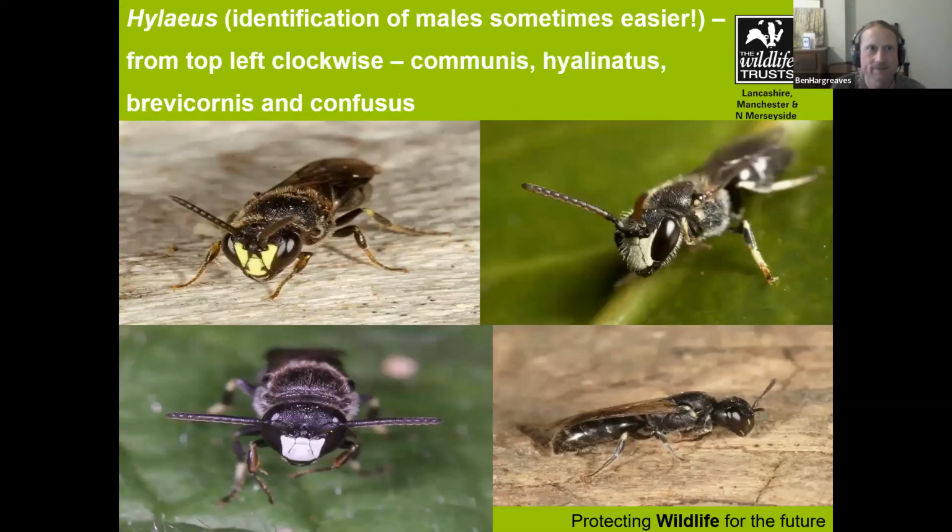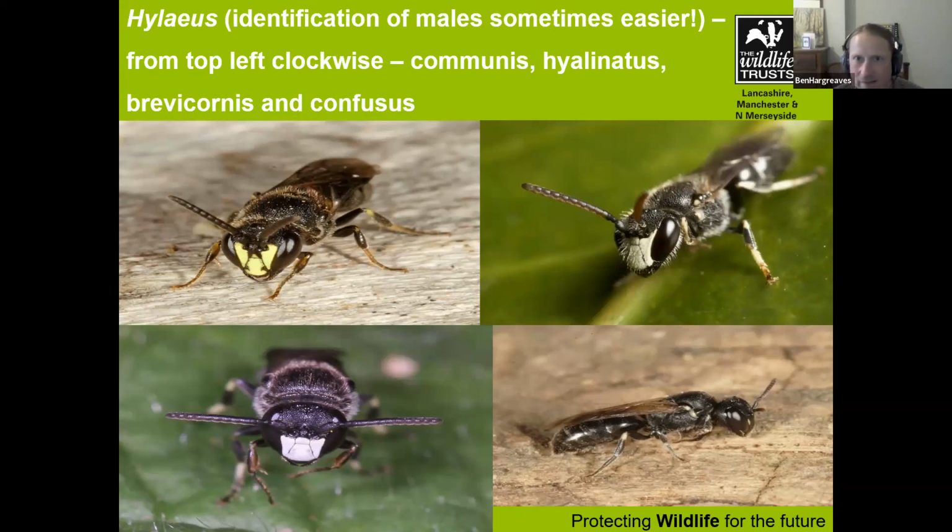Next slide, please. So Hylaeus, as I say, related to the same family, but very, very different looking. The identification of the males is sometimes easier. The top left is a male Hylaeus communis, sometimes called the yellow-faced bees. In communis, you see the yellow marks near the antenna, they curve around the base of the antenna, and that's very distinctive in the identification of that species.